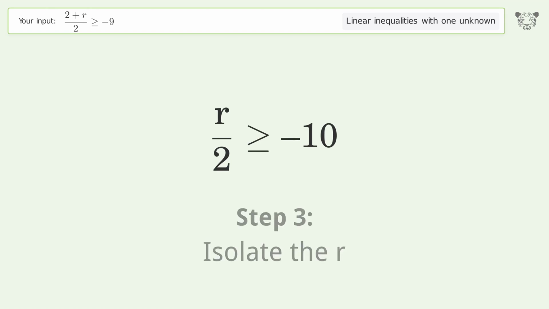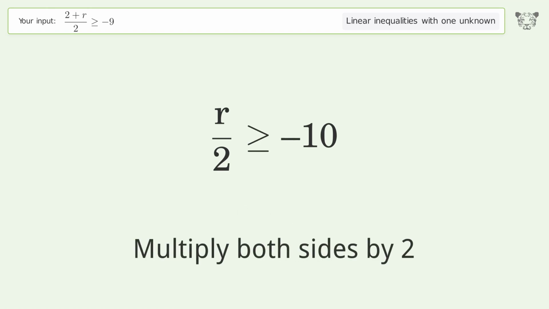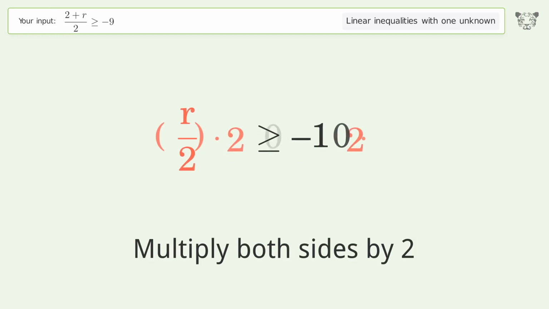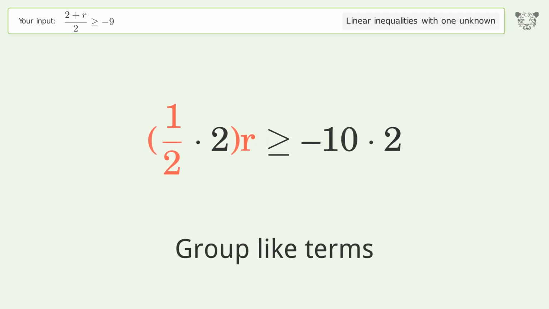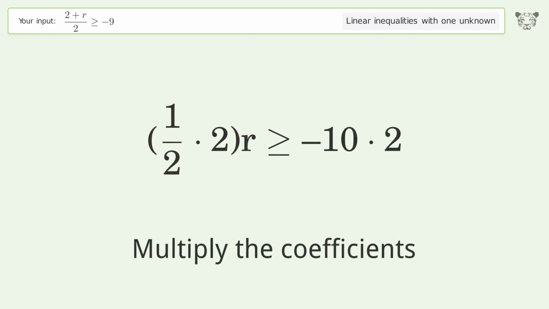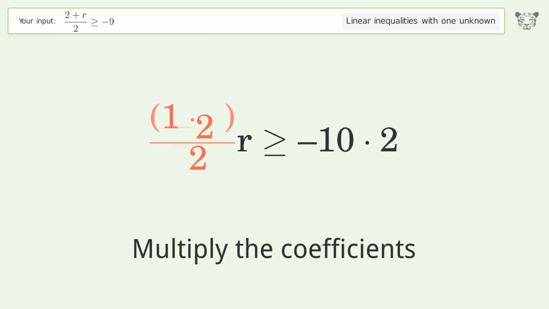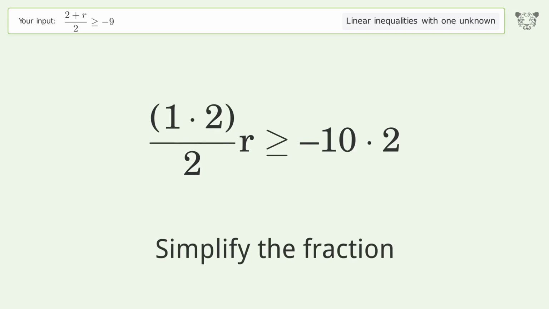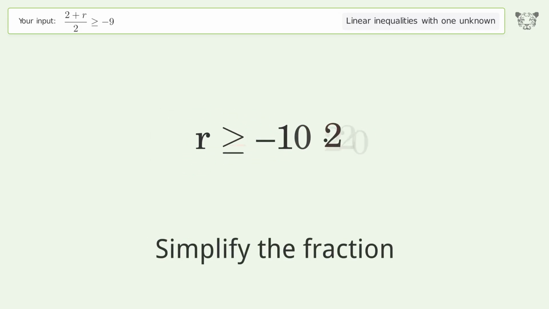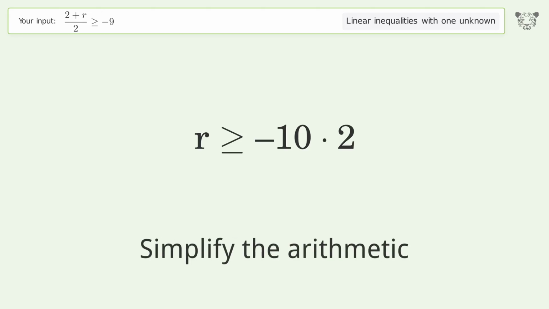Isolate the r. Multiply both sides by 2. Group like terms. Multiply the coefficients. Simplify the fraction. Simplify the arithmetic.